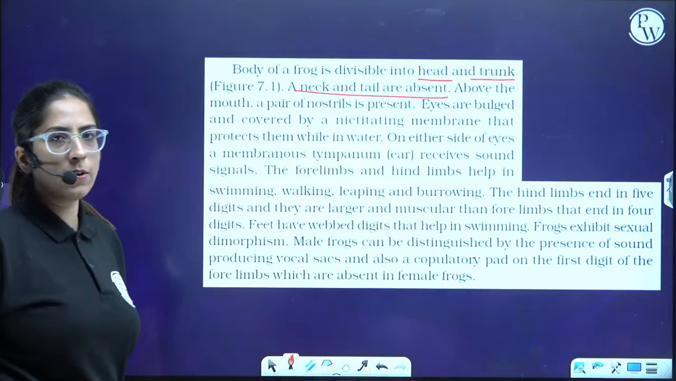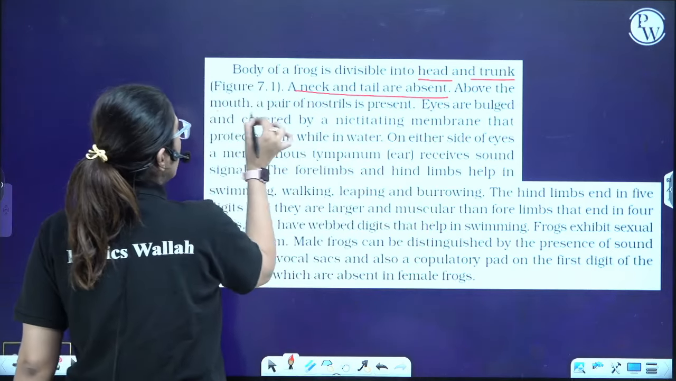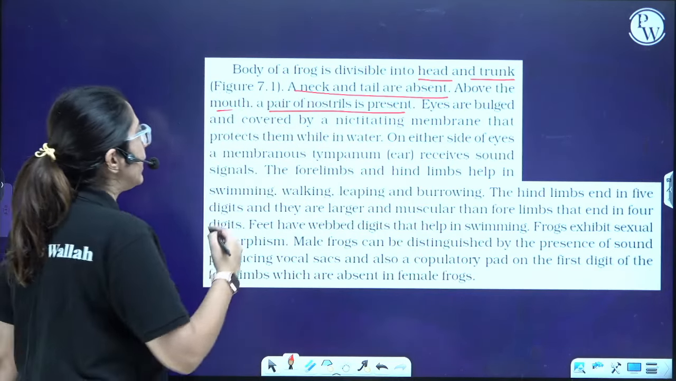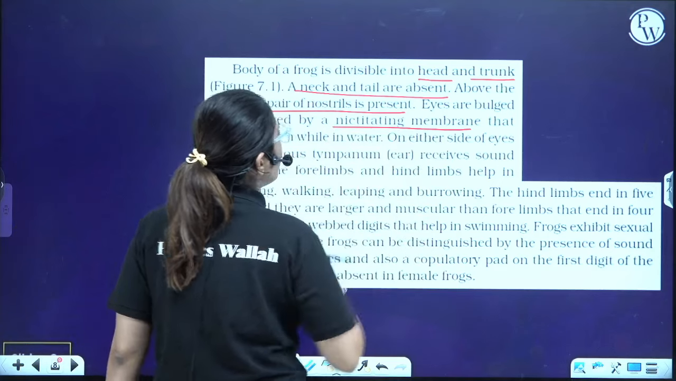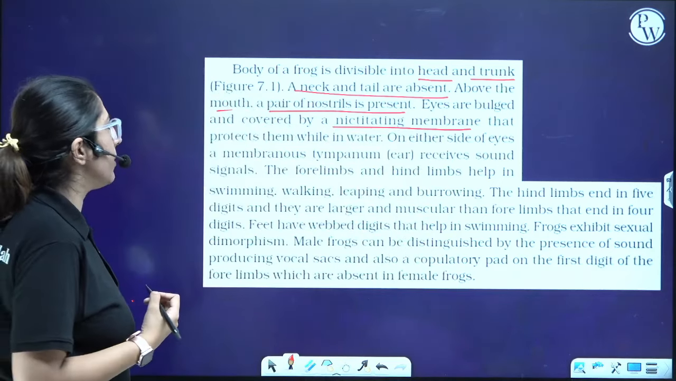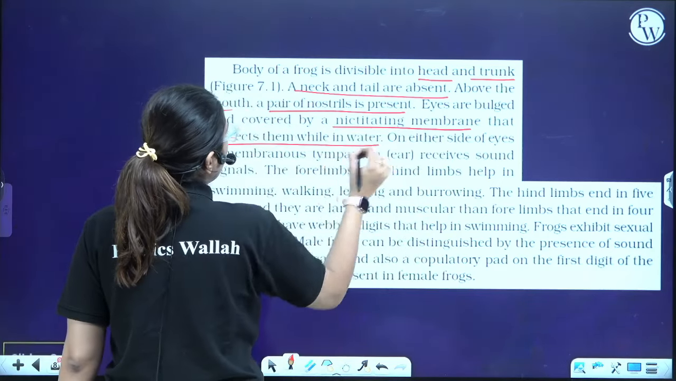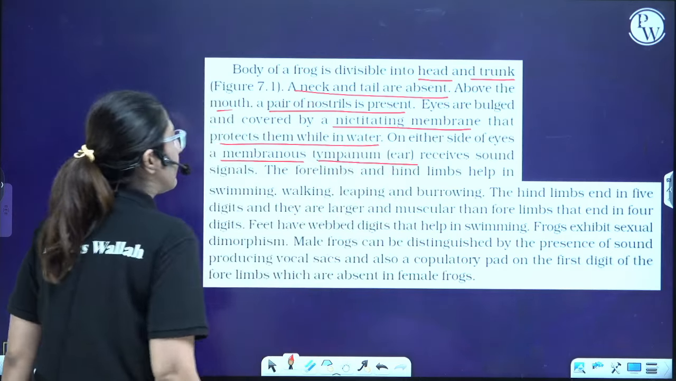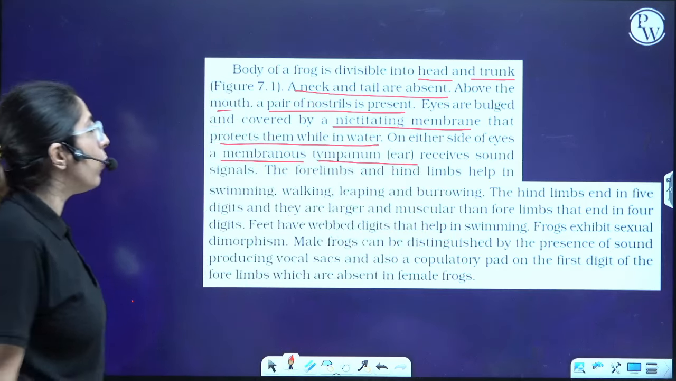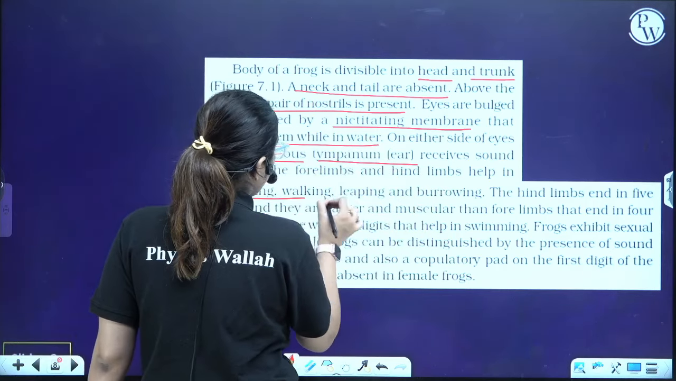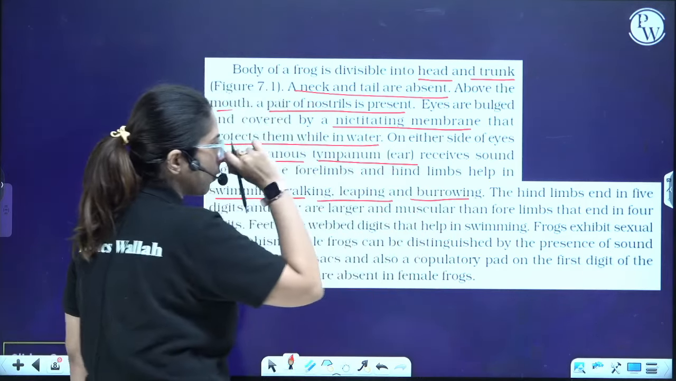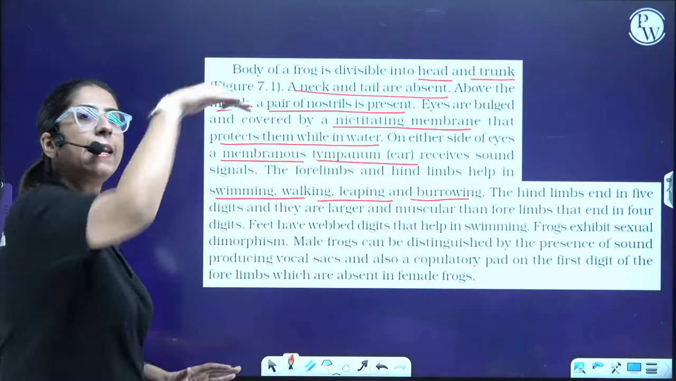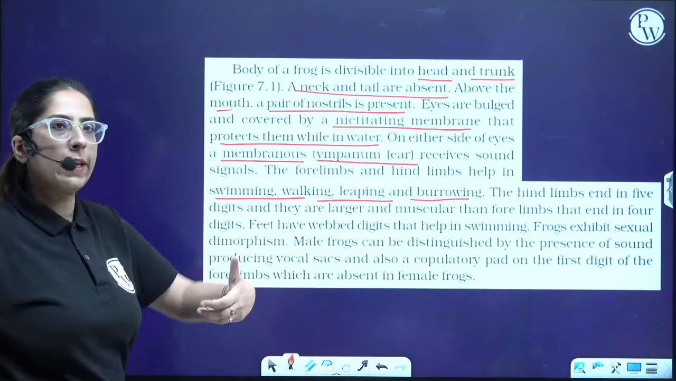We didn't talk about the tail also. Above the mouth, a pair of nostrils is present. Eyes are bulged and covered by the nictitating membrane. Another name is third eyelid. That protects them while in water. On either side of the eye, a membranous tympanum, the ear, receives sound signals. The forelimb and hind limb help in swimming, walking, leaping and burrowing.